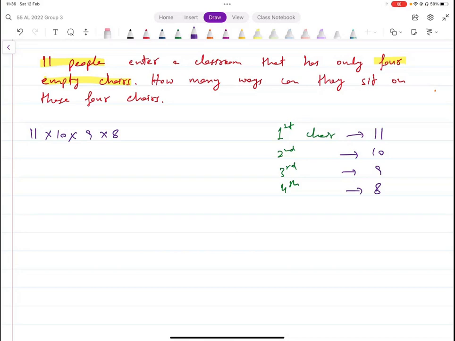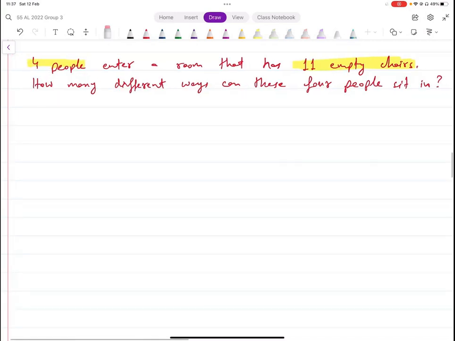Another way to do the same thing is you've got 11 people, you've got to place them in 4 chairs. Not all will sit, 4 of them will sit. How many different arrangements do you have here? This is 11P4. It's the same thing as this. Does that make sense? You can do 11P4 directly this way. Any questions on this?